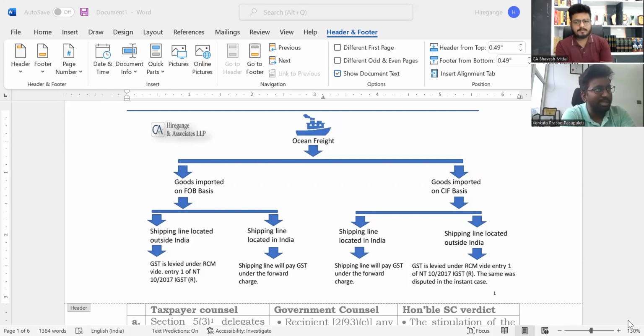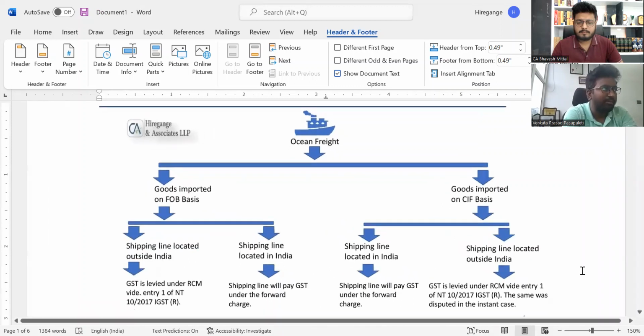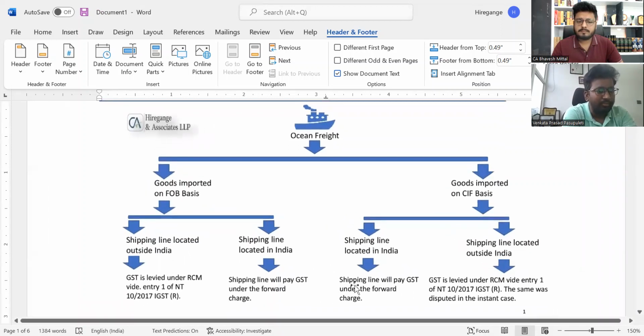Whereas in case of CIF basis, it is the foreign supplier only who will do the transportation. He will deliver the goods at the Indian port to the Indian customer. So this is the difference between the first and second mode. In the first method of contract, the Indian importer engages the ship transporter. In the second mode of contract, it is the foreign supplier who engages the transporter.